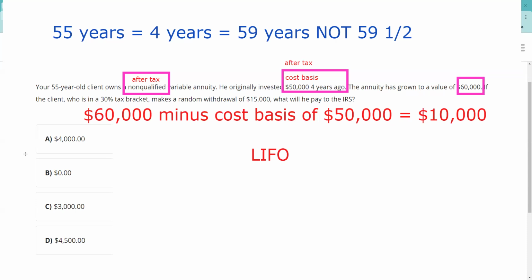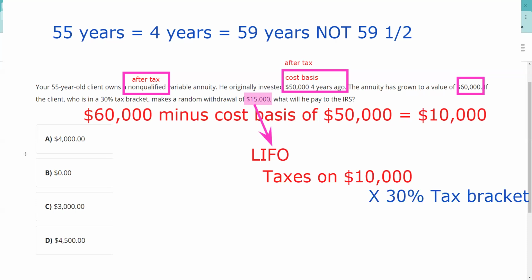So of that 15 grand I'm sending you, 10 of the 15 represents money that you have not paid taxes on yet, right? So that's what we mean by LIFO. Last money's in, first money's out. So LIFO, boom, that 15 is the random distribution, and so he owes 30% on the 10. Remember, the 5 is his own money coming back to him, the money he's already paid taxes on. So that's going to be $3,000.